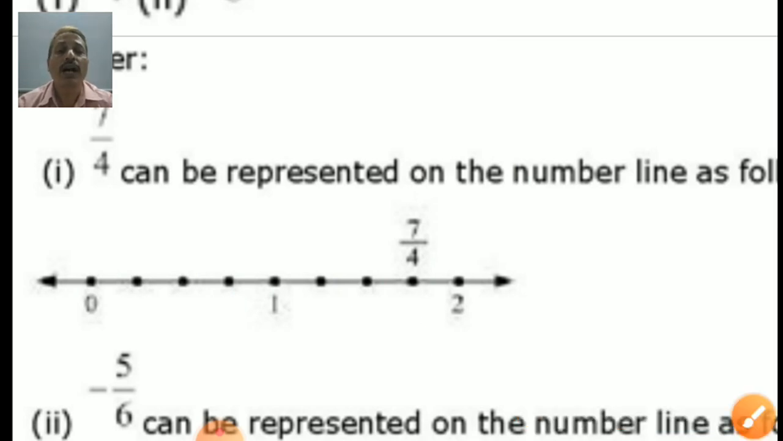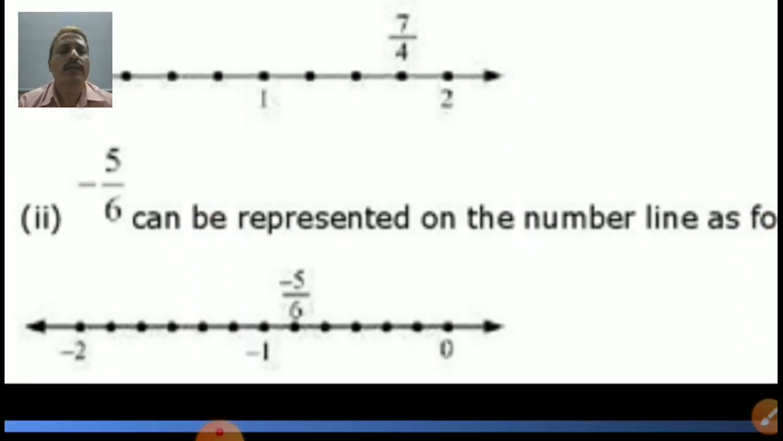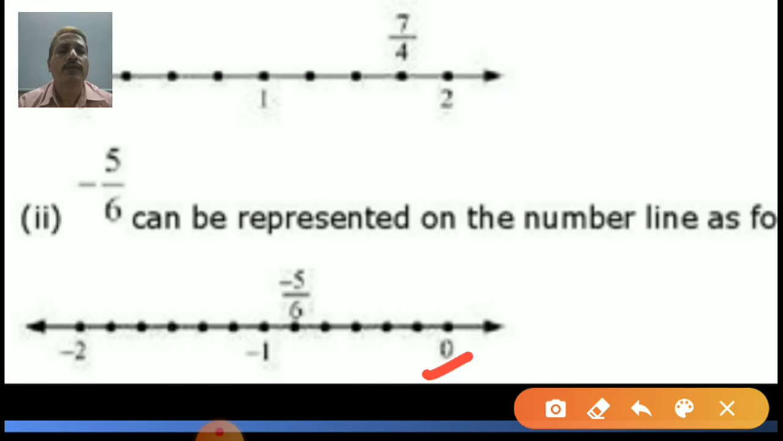The second number is minus 5 by 6. So where will the minus numbers come, on the right side of 0 or the left side of 0? Yes, as with integers, negative numbers come on the left side. Okay, let's see. These numbers are here: 0, minus 1 and minus 2.